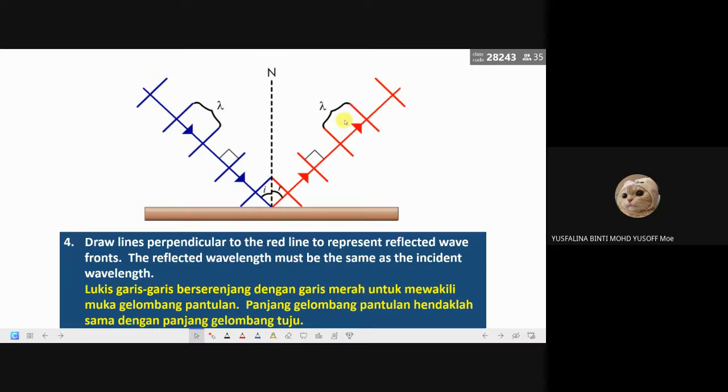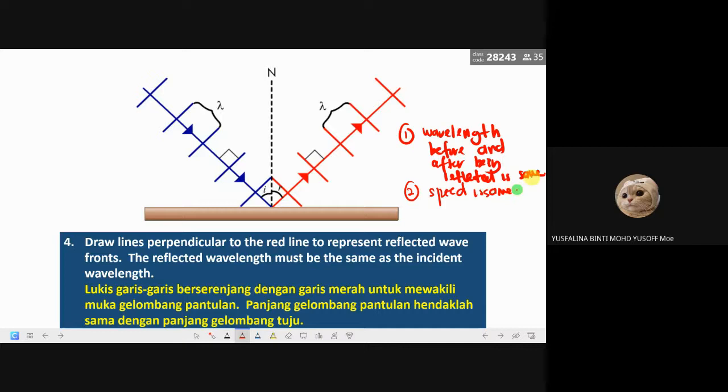So for the reflection of wave, the characteristics of the reflected wave: the first one is the wavelength before and after being reflected is the same. Let's say this is 2 cm, this also must be 2 cm. Before and after, the wavelength must be the same, and also the speed must be the same. The speed is the same before and after. The speed is the same, not velocity, speed.